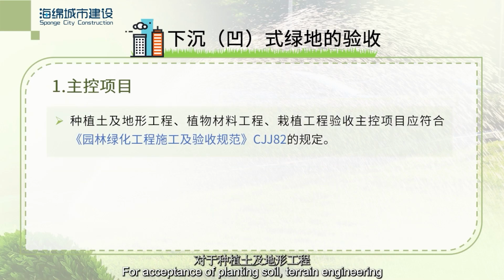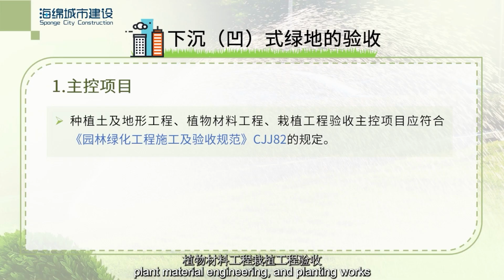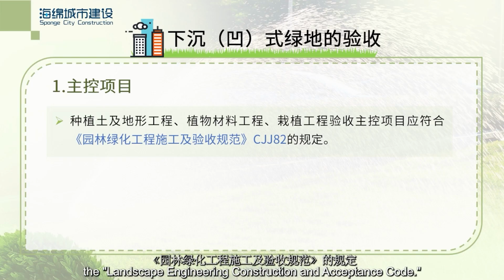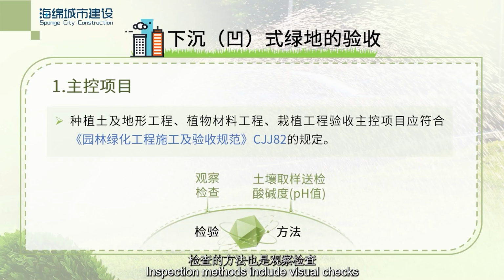For acceptance of planting soil, terrain engineering, plant material engineering, and planting works, the primary control items should comply with the landscape engineering construction and acceptance code. Inspection methods include visual checks and soil sampling for pH testing.